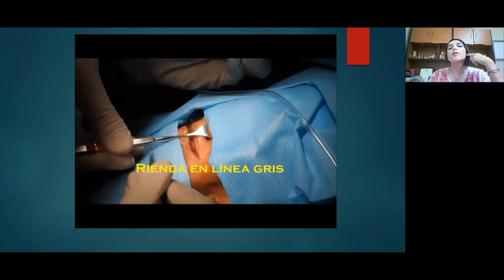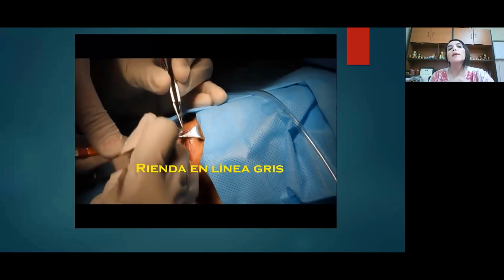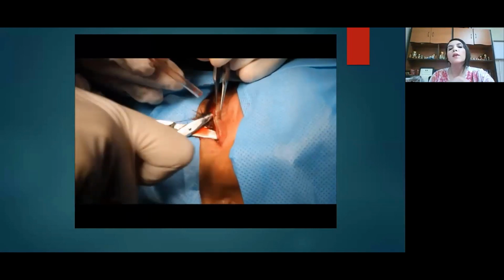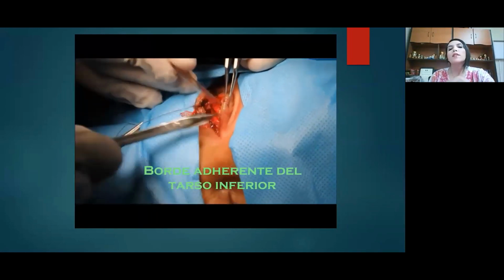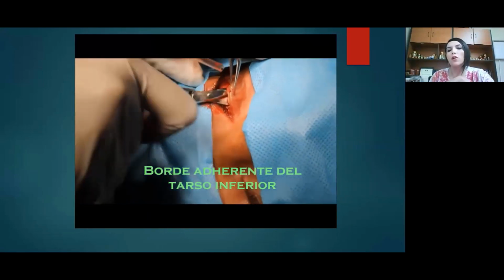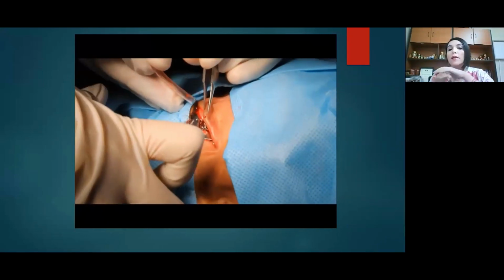So we are going to arrive, making a suture in the gray line of the eyelid. After that, we separate the tissues until the floor of the orbit, very carefully to not make another incision in the skin. And with a lot of care, because remember, we have an eyeball there, we have our foreign body.